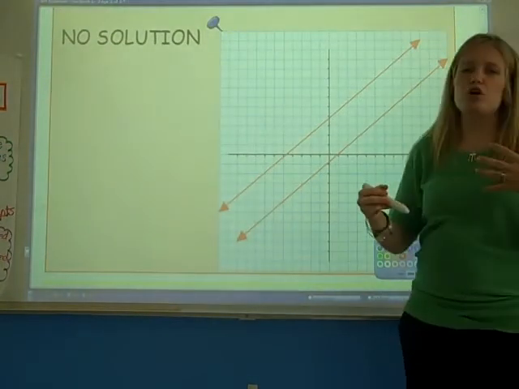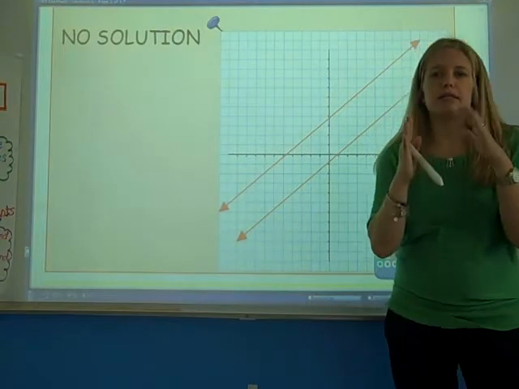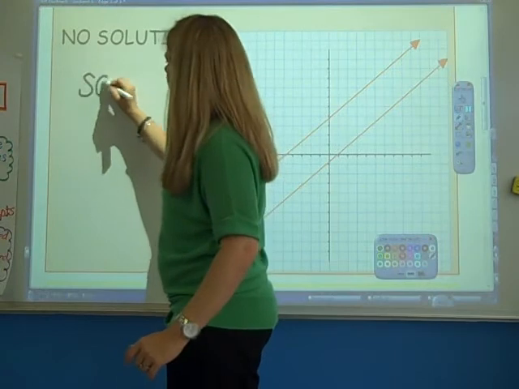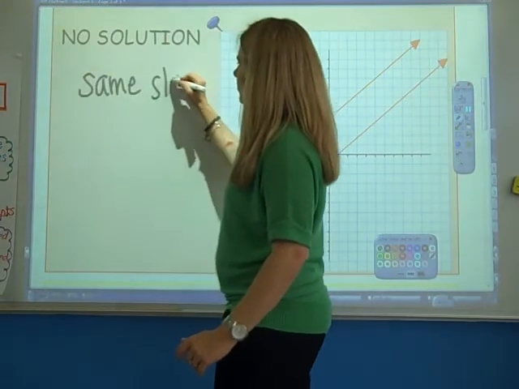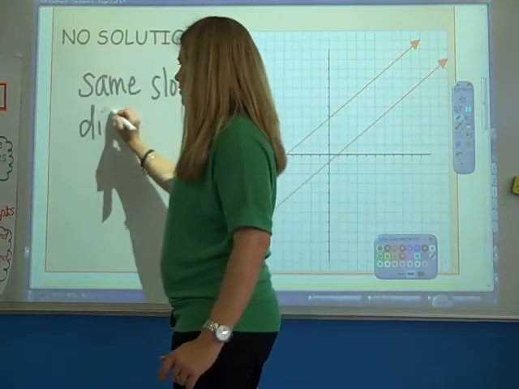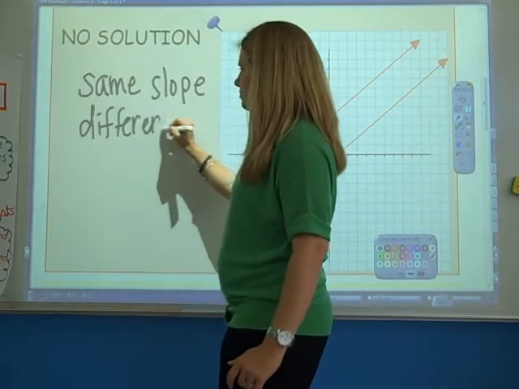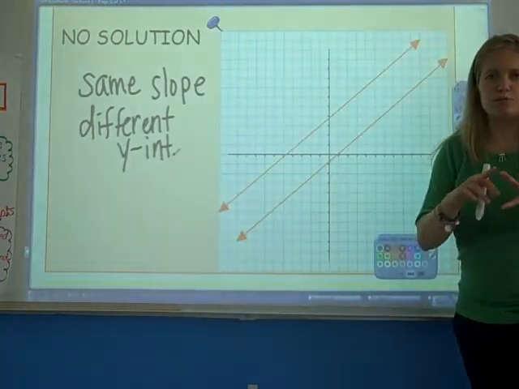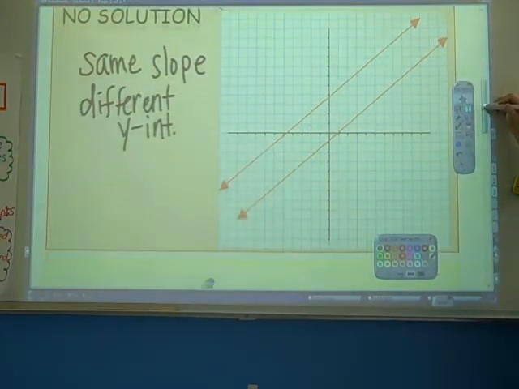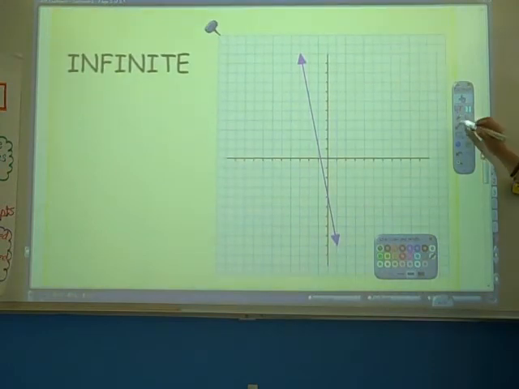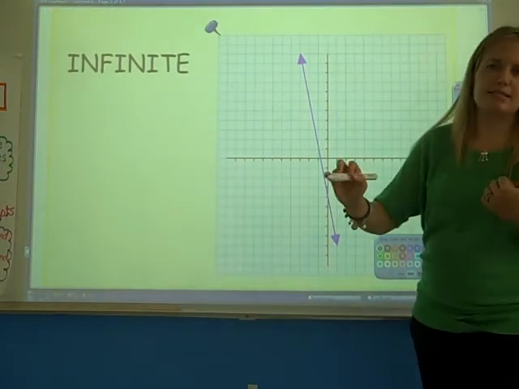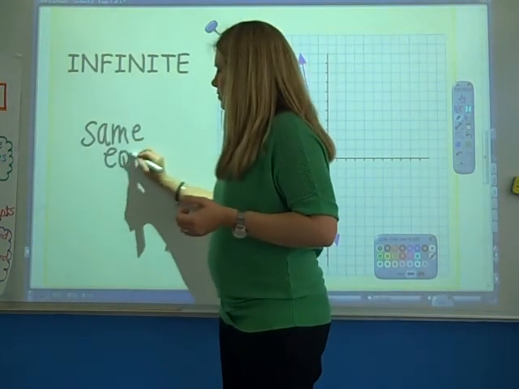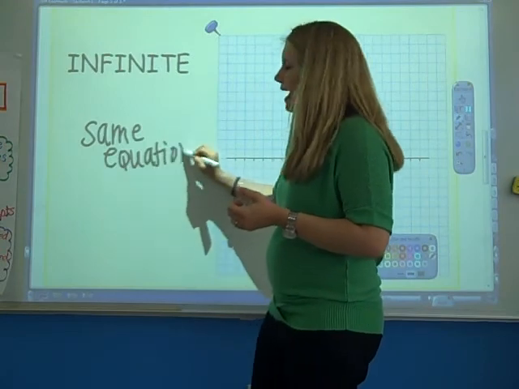Next, you will have no solution because they are parallel lines. You will have this come up when they have the same slope and different y-intercepts. Okay, same slope, different y-intercepts. The last one is infinite amount of answers, and this comes up when it's the same equation. Okay, they will have the same slope and the same y-intercept.